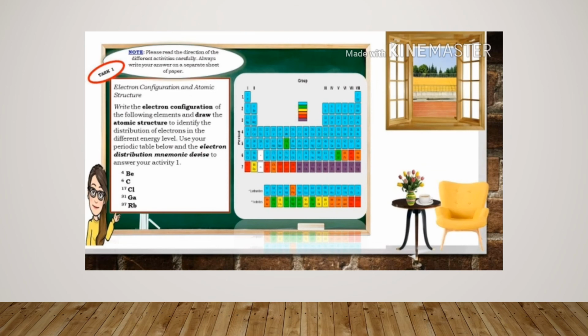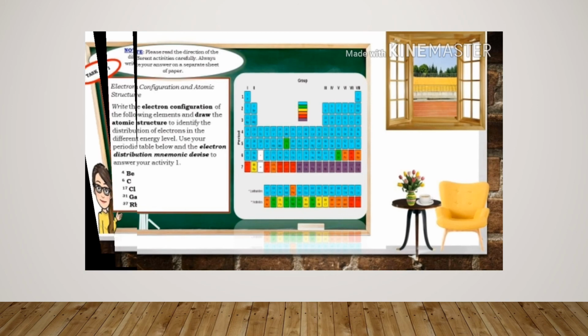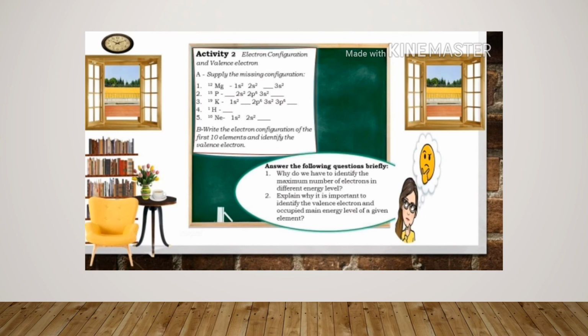I guess it's your turn to write the electron configuration of the following elements and draw the atomic structure to identify the distribution of electrons in the different energy levels. Remember to use your periodic table and your electron distribution mnemonic device to answer your activity number 1. Happy working! And for your last activity, supply the missing configuration of the following elements, write the electron configuration of the first 10 elements, and identify the valence electron.